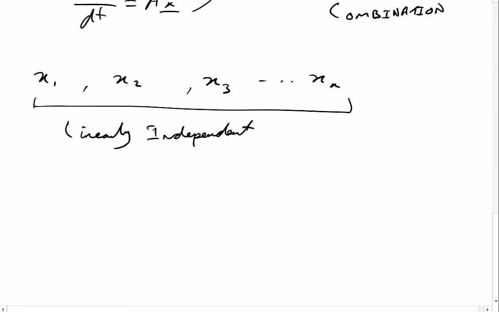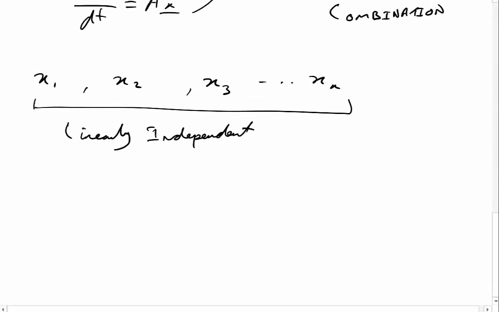It basically means that any one of these solutions, so x1, x2, x3, right the way through to xn, cannot be written in terms of any of the other solutions. So in other words, any one of these solutions cannot be broken down in a way such that it consists of parts of the other solutions. Okay, so let me talk about what it means in the context of an example.